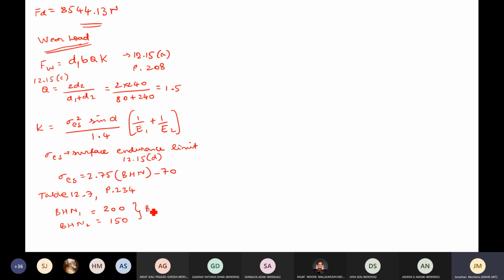Now, combine this. The average value of these two is 200 plus 150 by 2, which is 175. So that value you have to put here. So this is 2.75 into 175 minus 70. It comes out to be 411.25 megapascals, or Newton per mm square. That is the sigma ES value.